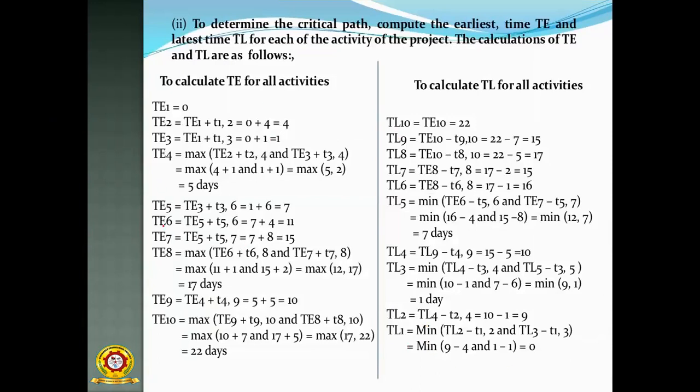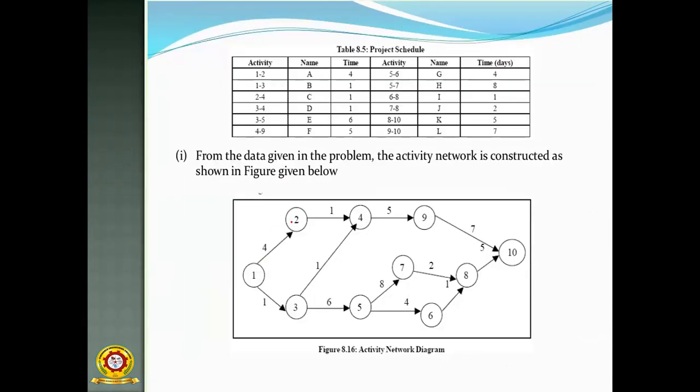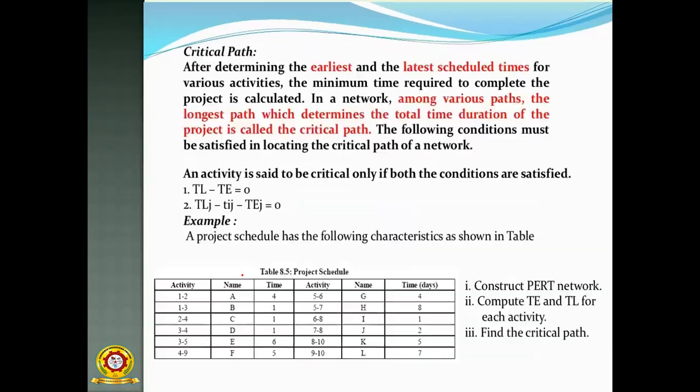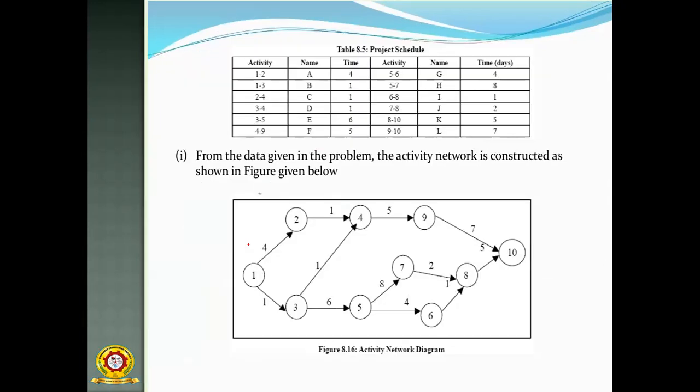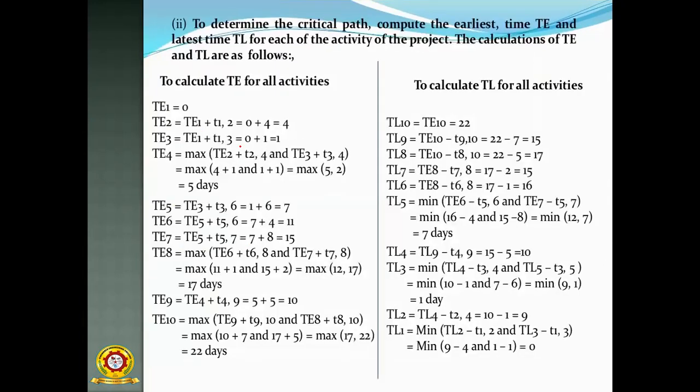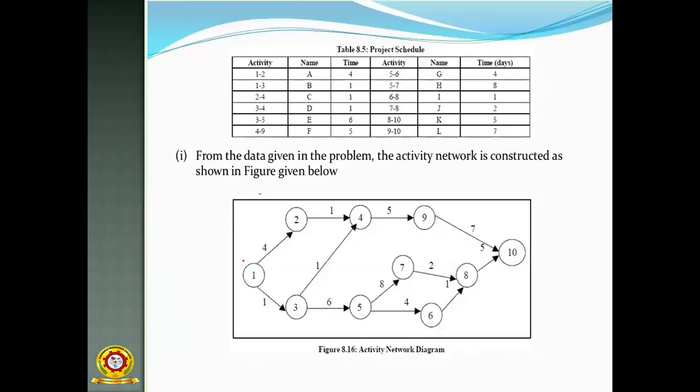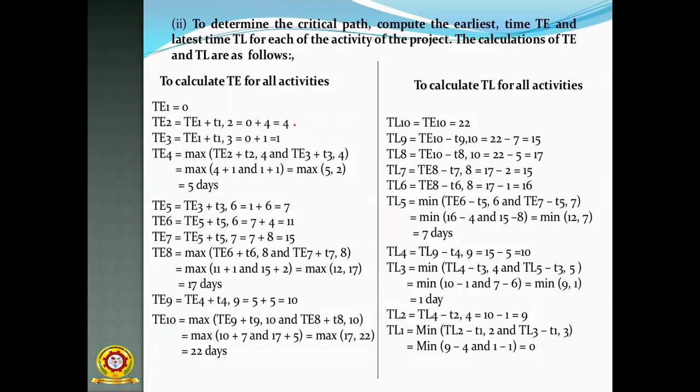Then TE2 equals TE1 plus T1. How are we calculating TE2? TE1 equals 0 because there is no earlier time. So TE1 equal to 0, comma, T1. What is the value of T1? It is 4. So 0 plus 4 equals 4.